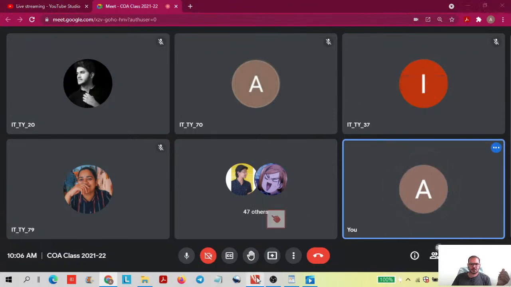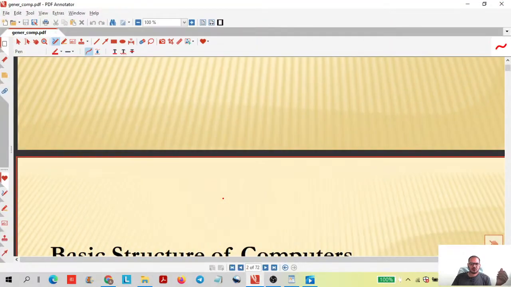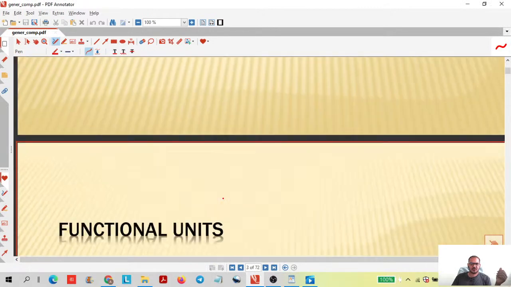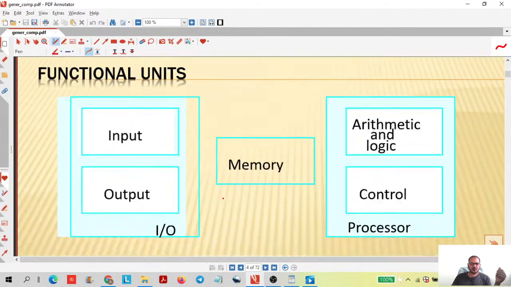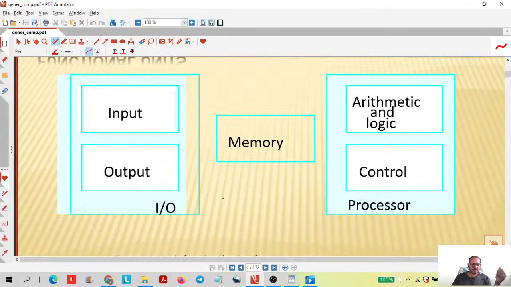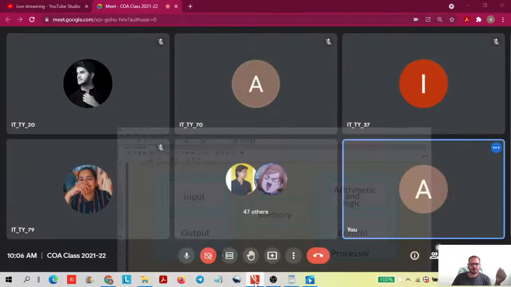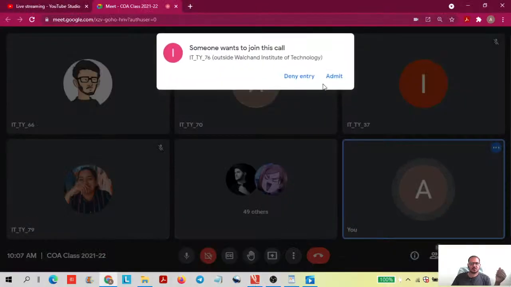Okay guys, so we'll start with some basic structure of the computer. I think my screen is visible, right? Okay, I have not shared the screen.